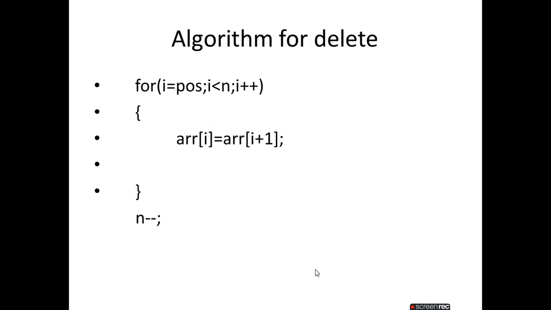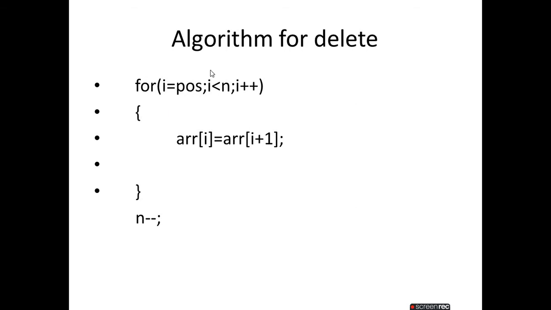This is basically our algorithm for deleting an element from a specific index. We take a for loop. And what is this pos? Pos means which position, which index we will select on which we want to delete an element. That index value is stored in pos. For example, if we want to delete at index number 3, then obviously the pos value is 3.